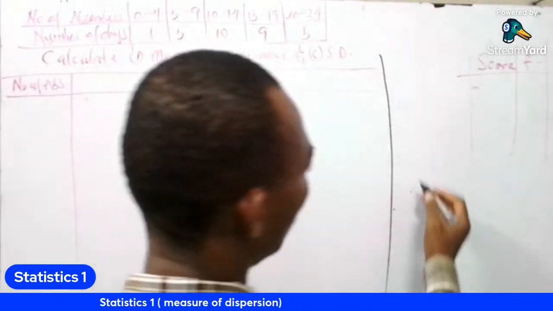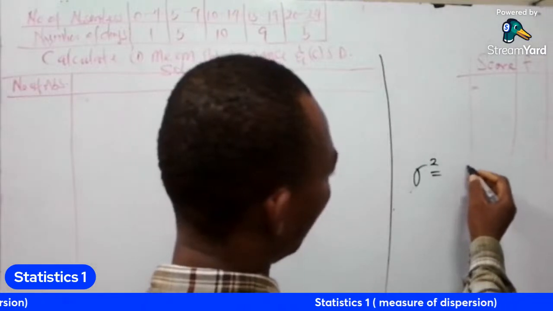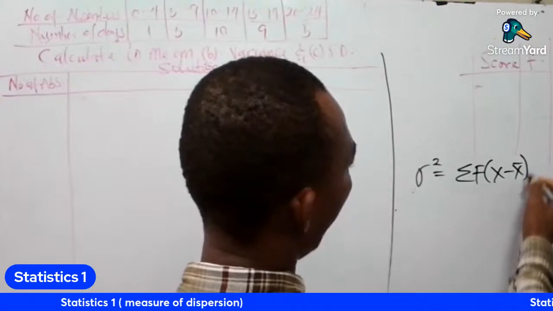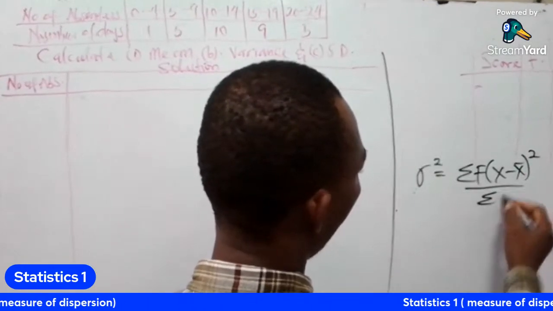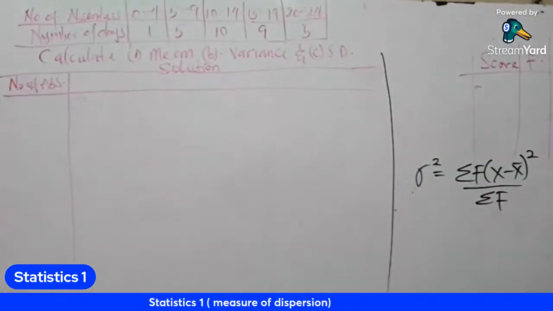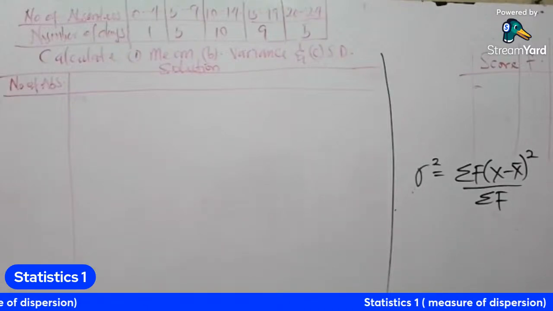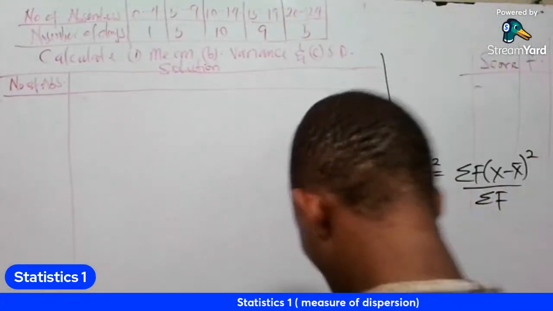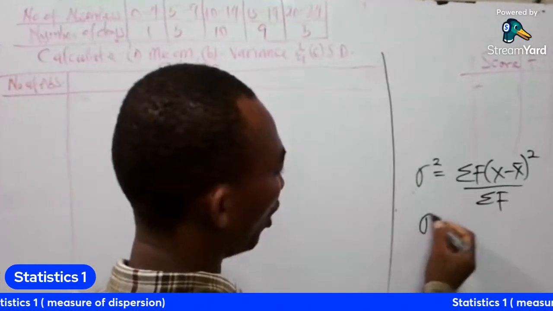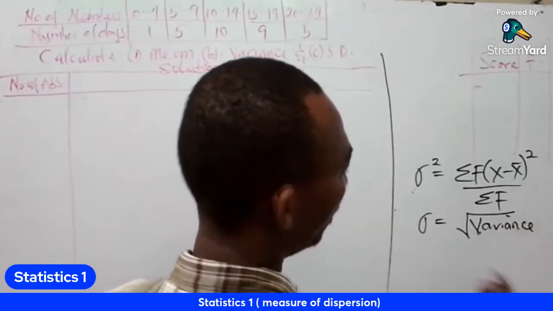Let's look at it from the angle of the variance. The formula is summation f into x minus x bar, all squared, everything divided by summation f. I want to confirm if you can see this on my screen. Of course, you can. So this is the formula for variance. The standard deviation is just the square root of the variance.